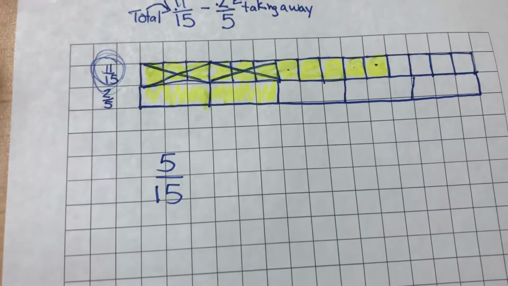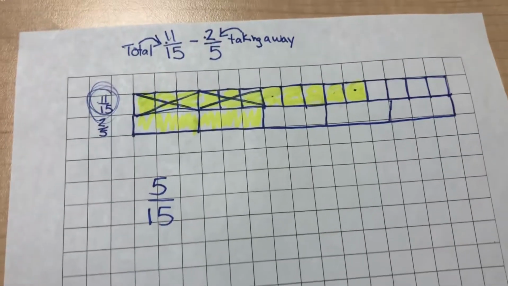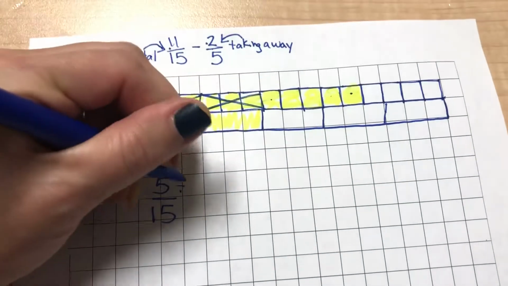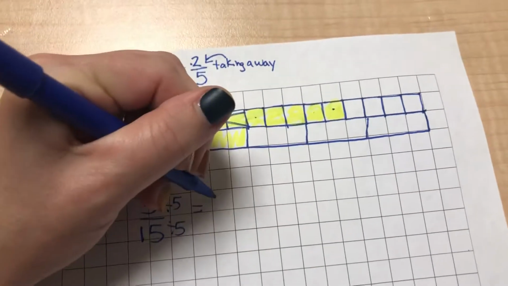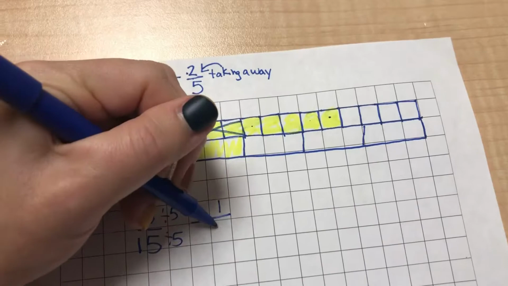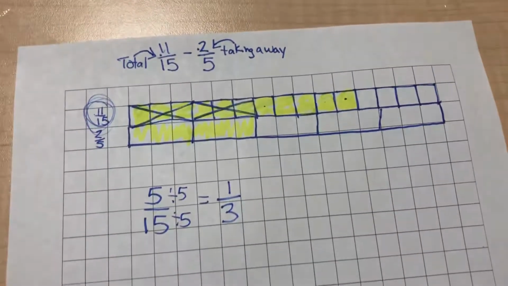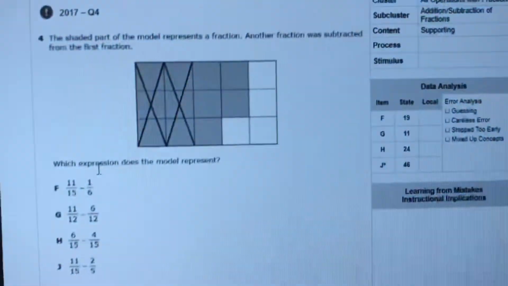Now, once again, I would need to possibly simplify. On that question, you didn't have to, but hey, we're still going to take it as far as we need to. We will divide the numerator and denominator by 5, and the final answer is 1/3.